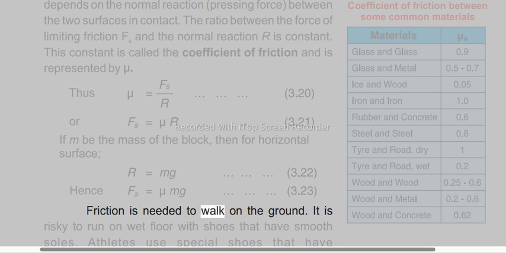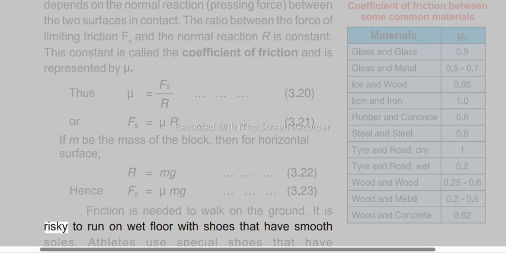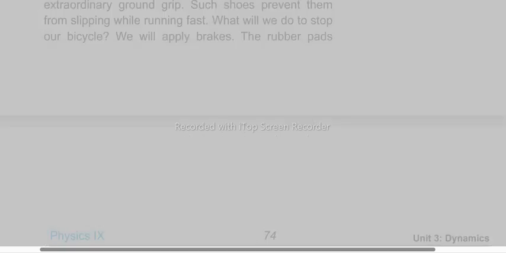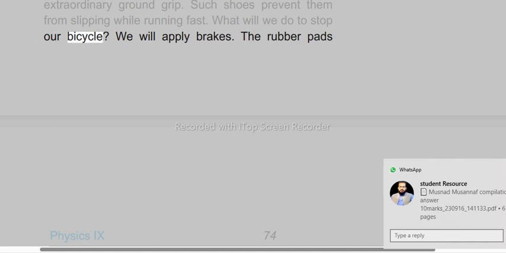Friction is needed to walk on the ground. It is risky to run on a wet floor with shoes that have smooth soles. Athletes use special shoes that have extraordinary ground grip. Such shoes prevent them from slipping while running fast. What will we do to stop our bicycle? We will apply brakes. The rubber pads.